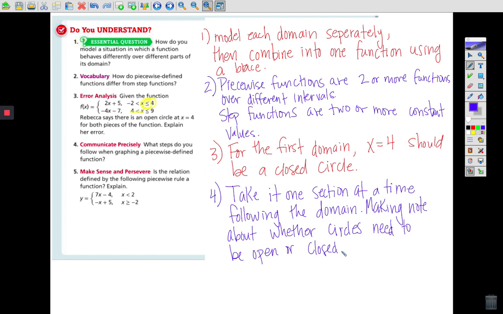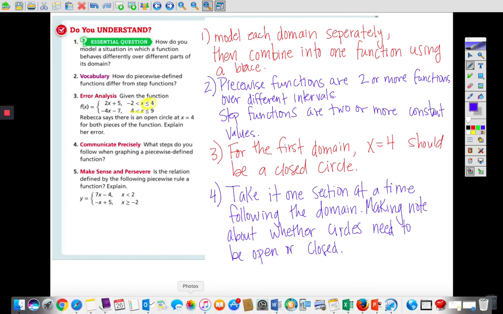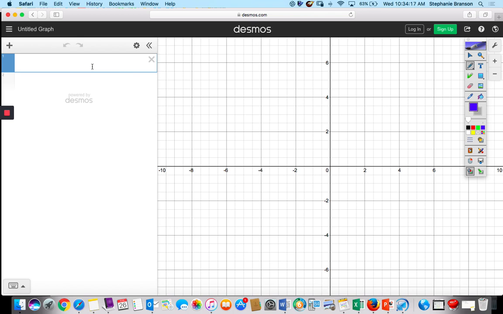And then the last question here on the left side, it said, is the relation defined by the following piecewise rule a function, explain, and they want us to explain it. So that's when, and they didn't give us a graph, they didn't give us an opportunity to even graph it or anything. So I'm going to bring up your graph here. So we have y is equal to 7x minus 4. And then our restrictions are x has to be less than 2.